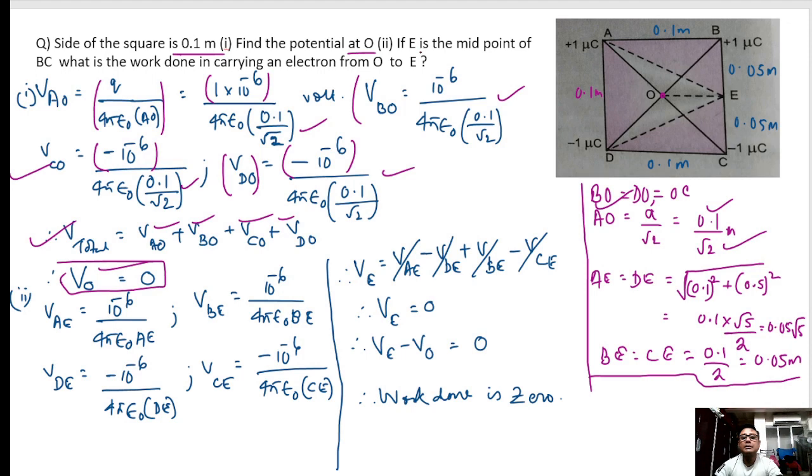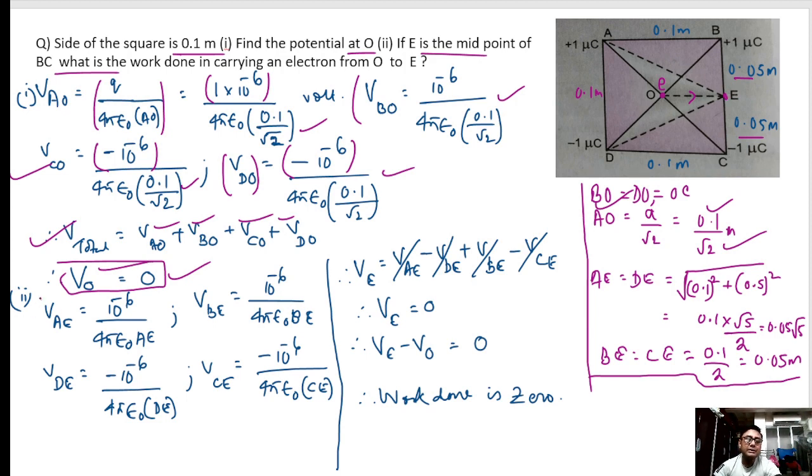Second part says if E is the midpoint of BC, that means this is the midpoint. So this is 0.05 meter. What is the work done to carry an electron from O to E? I want to carry an electron from O to E. What is the work done? Okay, so let's see. The potential at O is how much? 0. So find the potential at E due to all the charges.